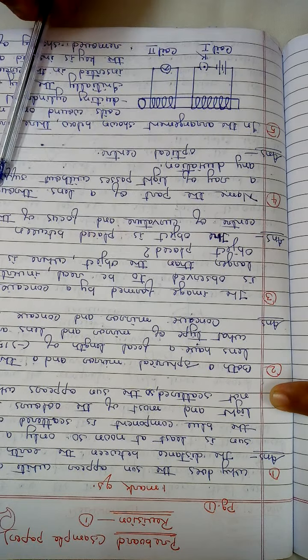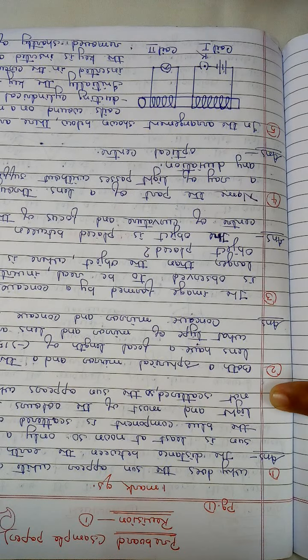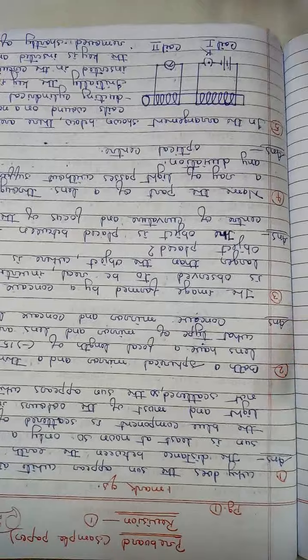Name the part of a lens through which a ray of light passes without suffering any deviation, and definitely it is the optical center of the lens.